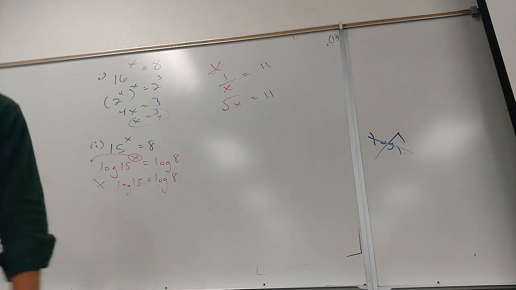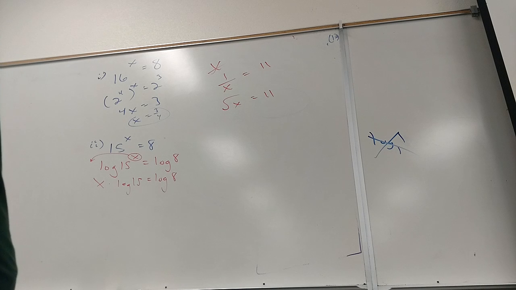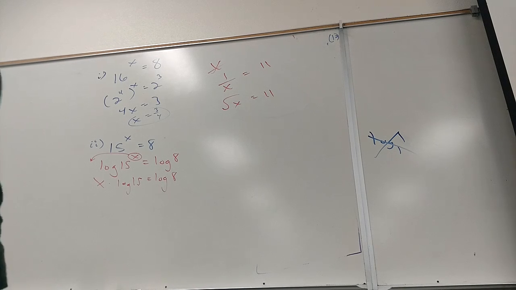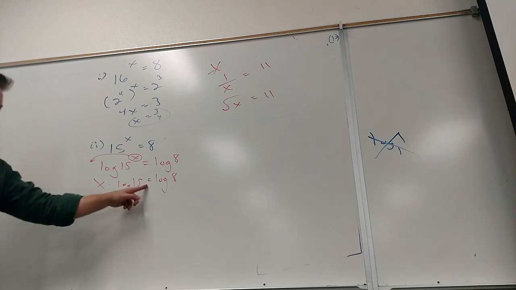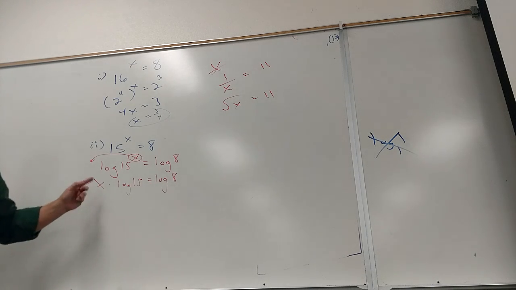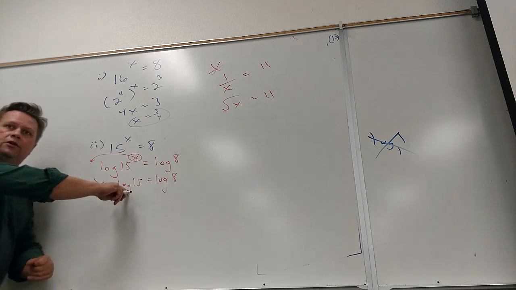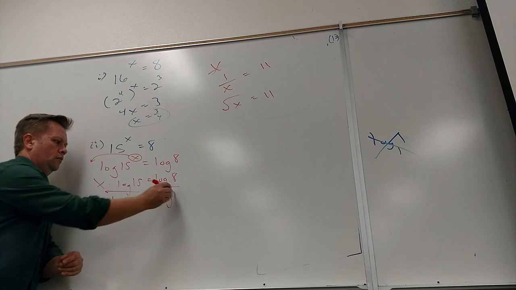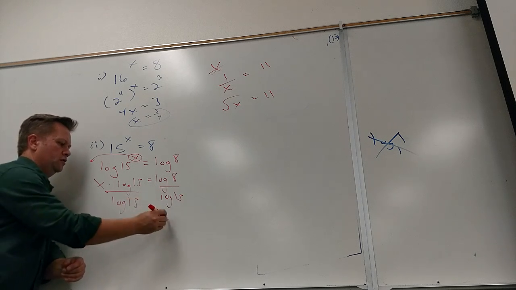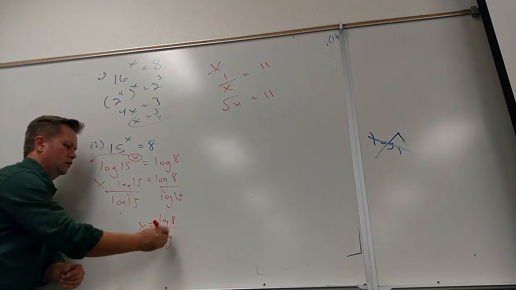What's the square root of 11? I don't know, but it's some number, right? Is it a pretty number? No. So what's log 15? It's a number. So x times a number equals a number. How do I solve for x? Divide by the number I don't want. So I get x equals log 8 over log 15.